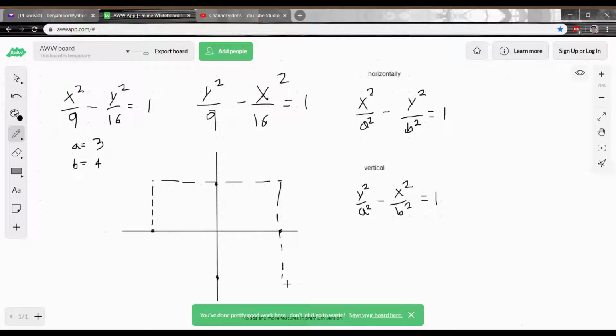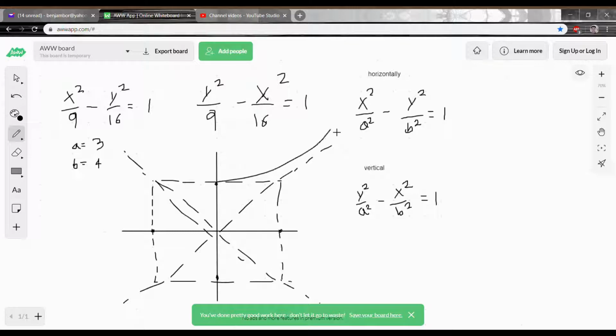We'll draw asymptotes based on this box. I'm going to try to do this quickly. That's sort of correct. And then the hyperbola is going to open from the vertex towards those asymptotes like this. And I don't really have room to draw it very well on the bottom.